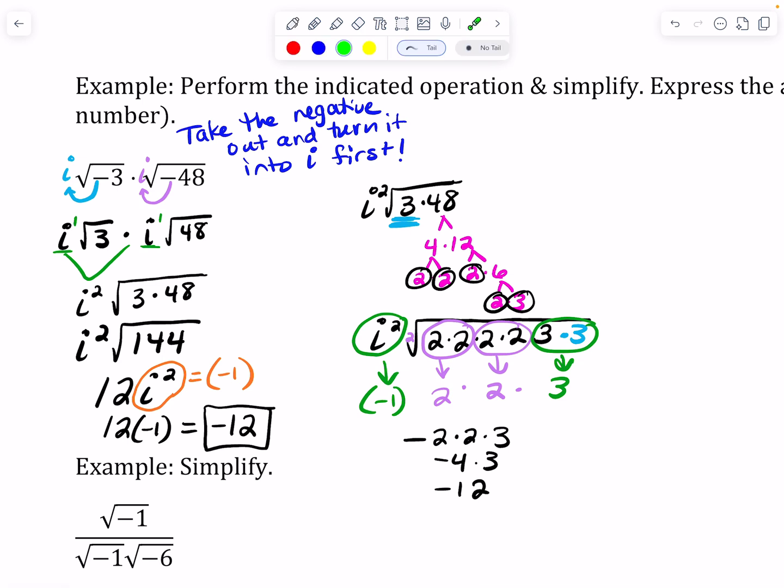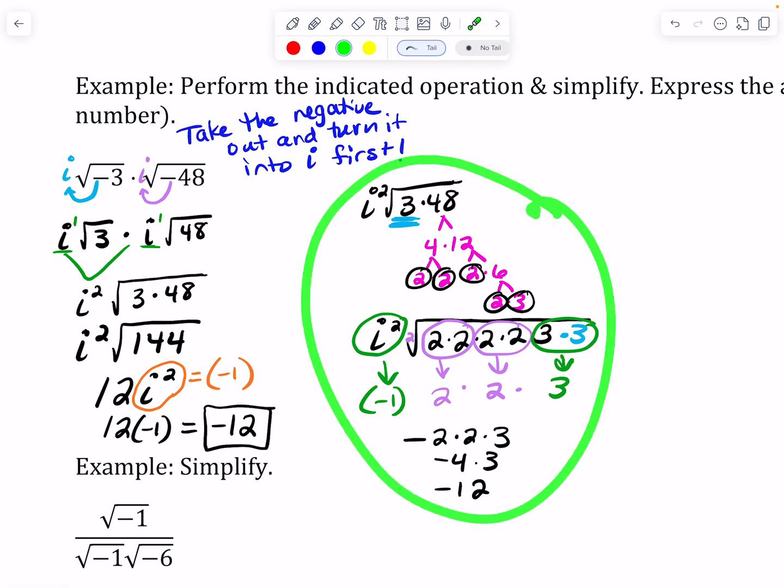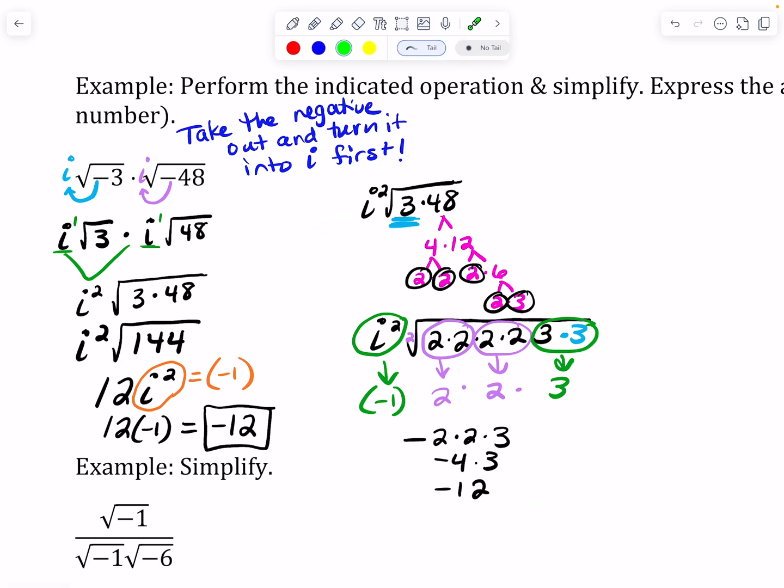So it's fine if you're still doing the factor tree this way. And it's fine if you try multiplying first here and seeing that you've got a perfect square with 144.